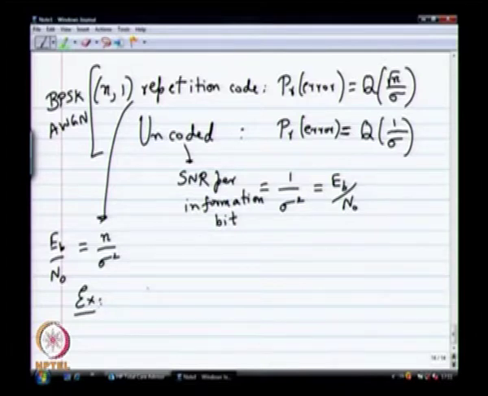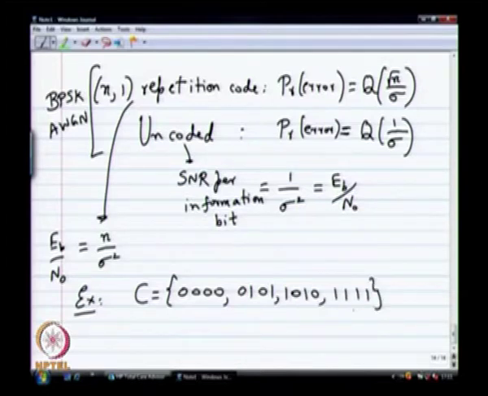Simple enough example. Let us say my code now is a 4,2 code. Yeah, it's not getting anything in terms of the probability of error.